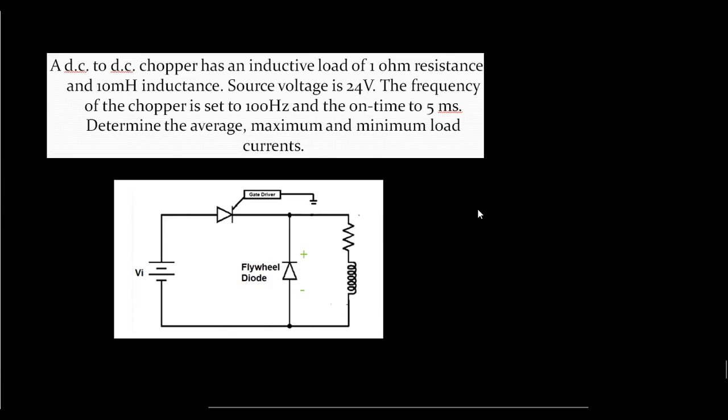Okay, so let's have a sample problem for step-down chopper with an RL load. A DC to DC chopper has an inductive load of 1 ohm resistance and 10 millihenry inductance. The source voltage is 24 volt. The frequency of the chopper is set to 100 Hz and the on time is 5 milliseconds. Determine the average, maximum, and minimum load currents.